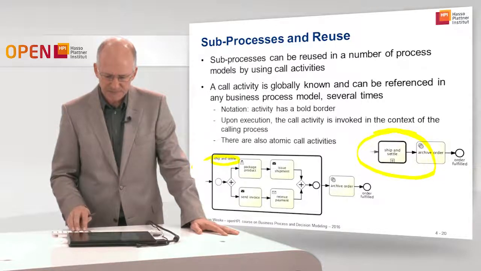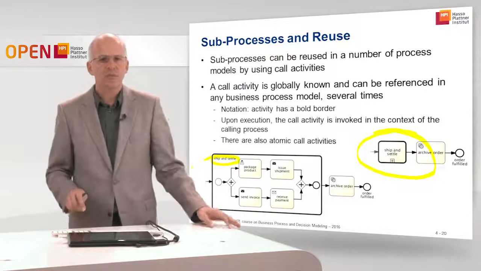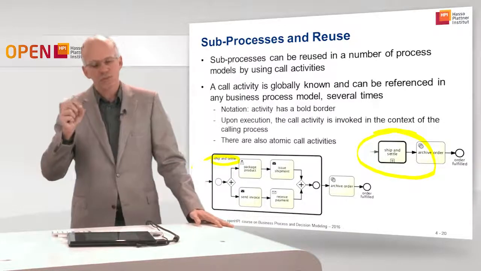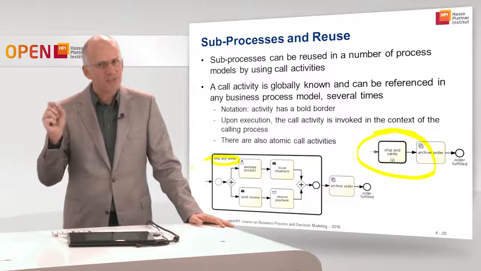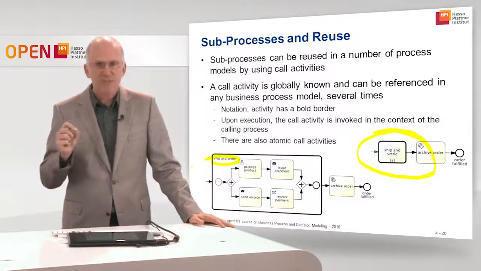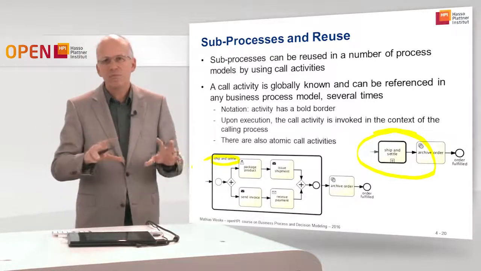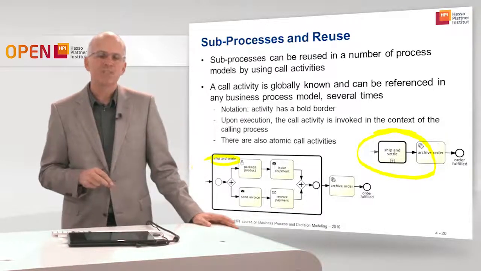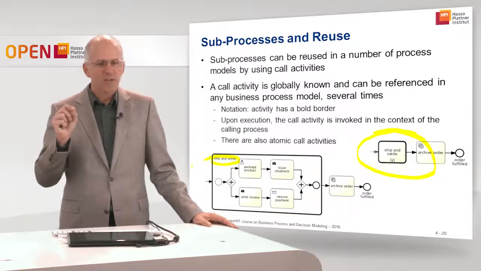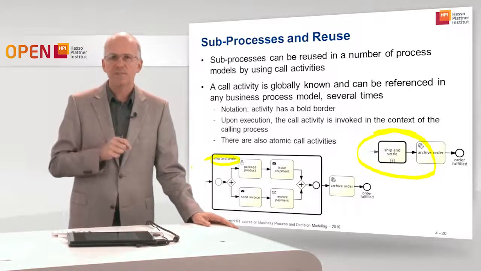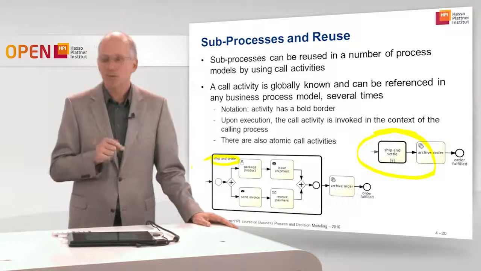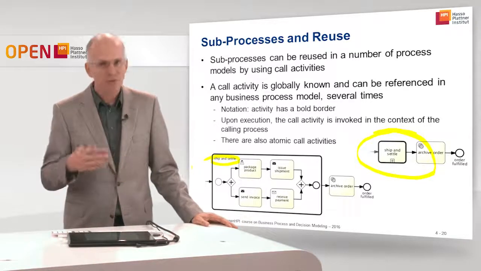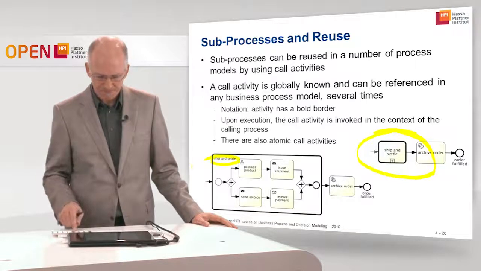So by discussing subprocesses, we also said that a collapsed subprocess activity is a reference to a process model where the subprocess is defined. Yes, that's true, but if it is not a call activity, it can only be referenced by the calling subprocess, and not by others. And if it's a call activity, then it can be referenced from anywhere else.